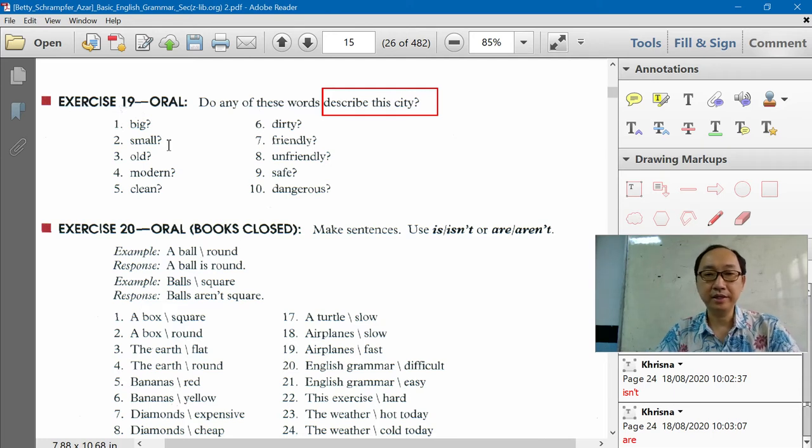careful. Yeah. Okay, so this is describing the city, using adjectives to describe the city of Surabaya. And then for exercise 20, I think we are supposed to make sentences.